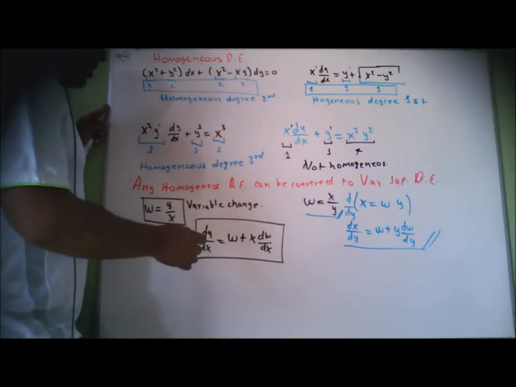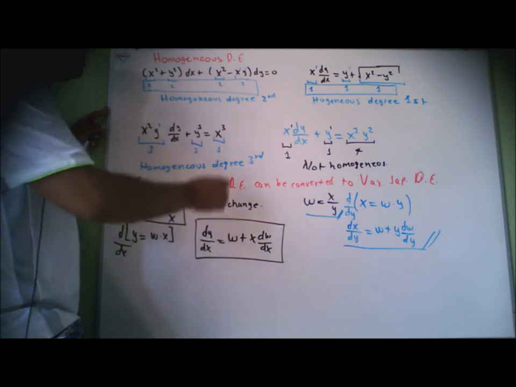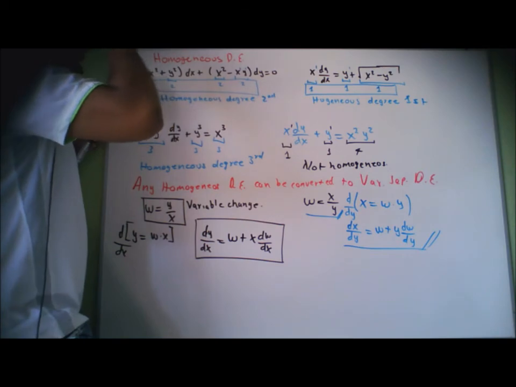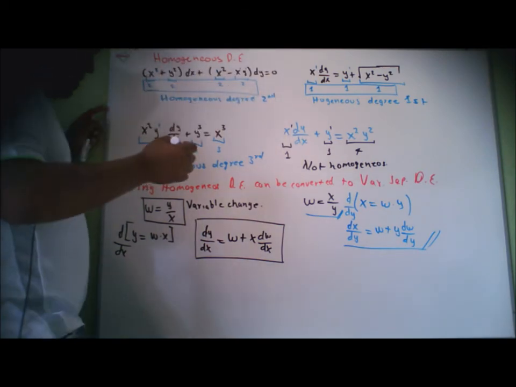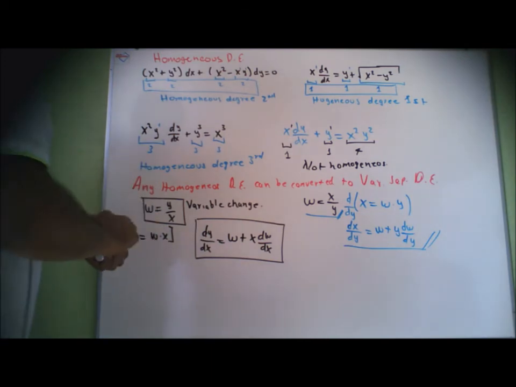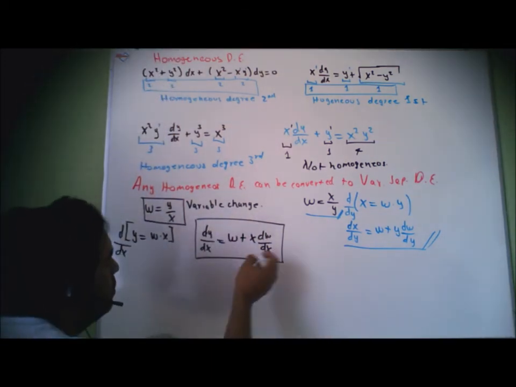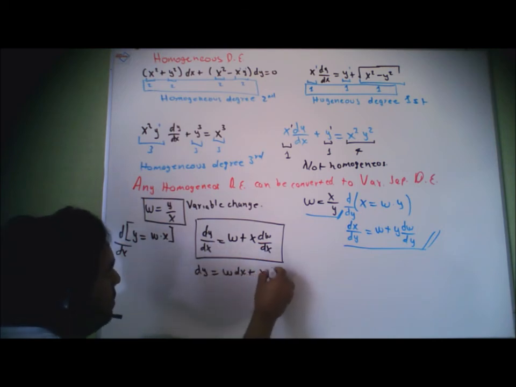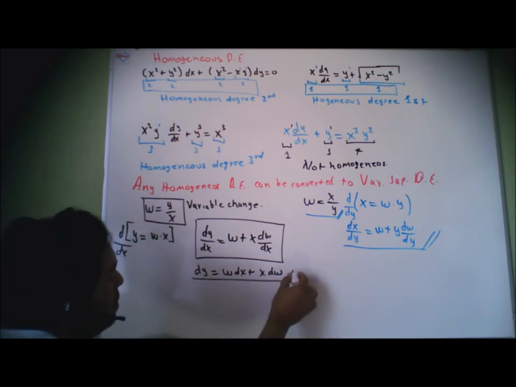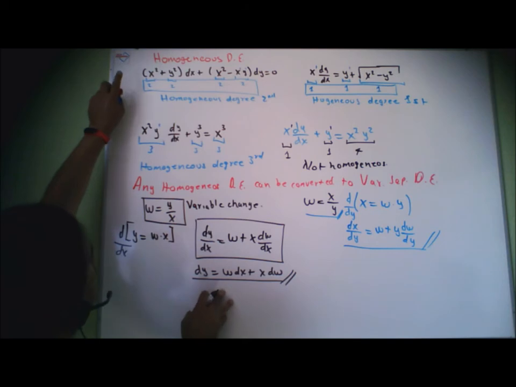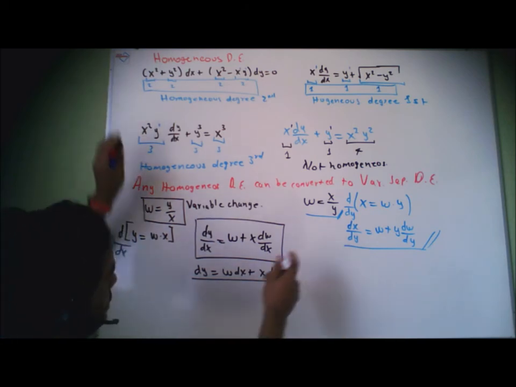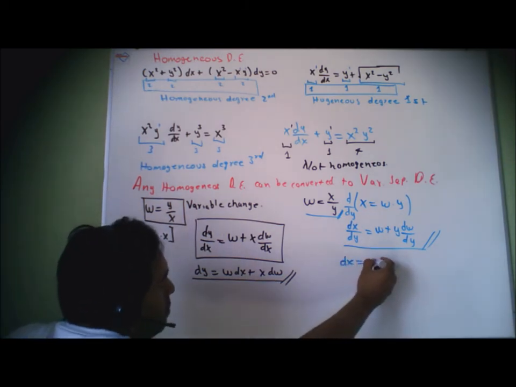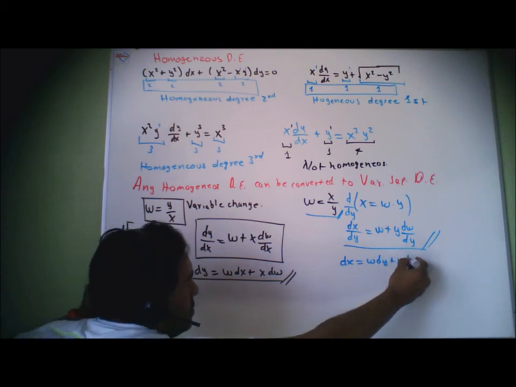But what if you happen to have a differential equation that is not a derivative of y with respect to x? What if you have it in differentials? This one looks like the exact differential equation, but here it is in differentials. The only thing you have to do is multiply out the differential: the differential of y is equal to w differential of x plus x differential of w. This will be your variable change when you have the differential equation in differentials. And here it is just the same: the differential of x is equal to w differential of y plus y differential of w.